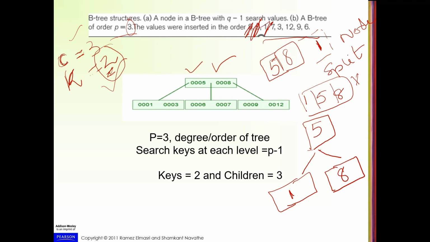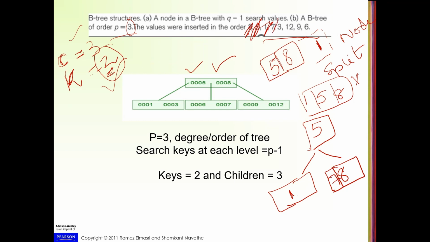Now we have 7 to be inserted. So where will I insert 7? 7 is greater than 5, so I try to put it here. But you see, the leaf node should be filled before adding anything into the root. When the leaf becomes full, then only we can add it into 5. So I'm not going to put 7 here. I will put 7 here. Okay, so we inserted 7.